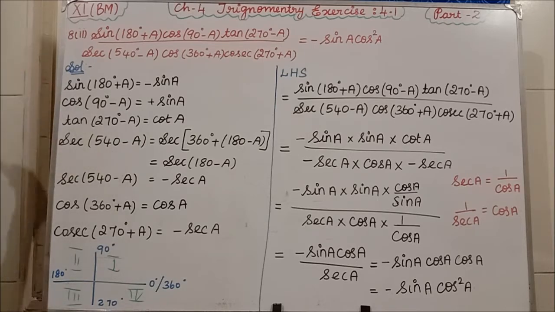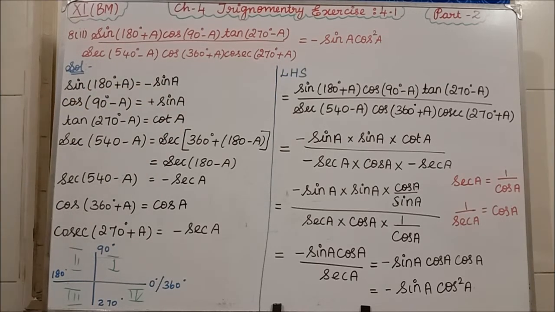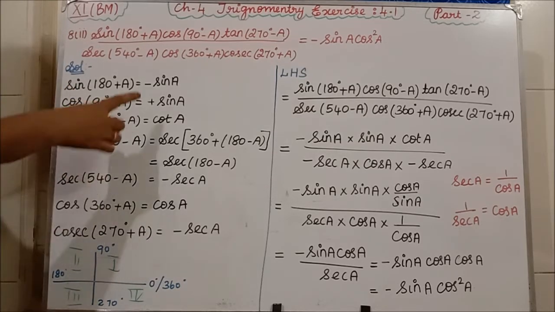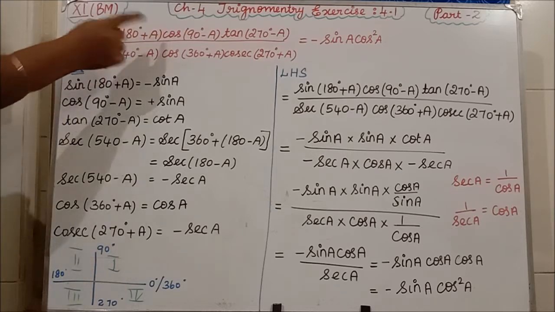But we have the sign. Whether sine in third quadrant will be positive? No, it is not positive. Where is sine positive? Only in the second quadrant sine is positive. So minus sin A. Here, because sine is not positive in the third quadrant, I have written minus sin A. Clear?